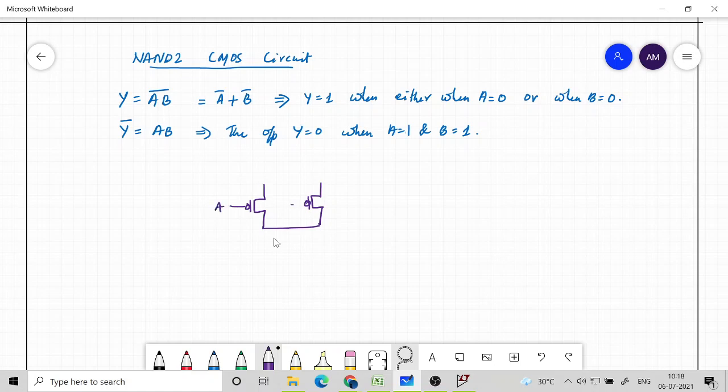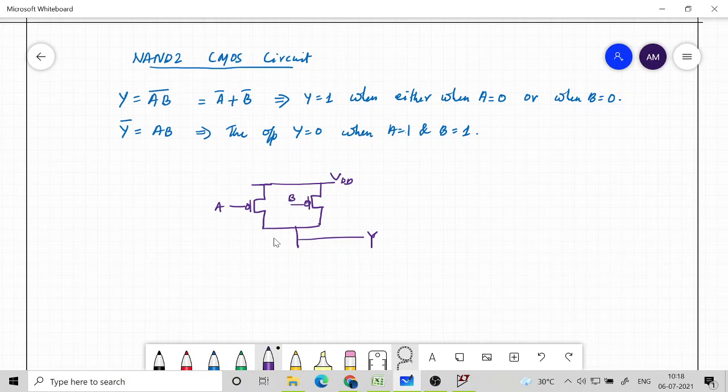So this is A and this is B. When A is 0, this will be on. When B is 0, this will be on. If A and B both are 0, both will be on. This is my VDD, and this is the place where I take the output. PMOS transistors are good switches for passing VDD, that's what we have seen earlier. Therefore we always use them at the top of the CMOS circuit to pass VDD to the output.